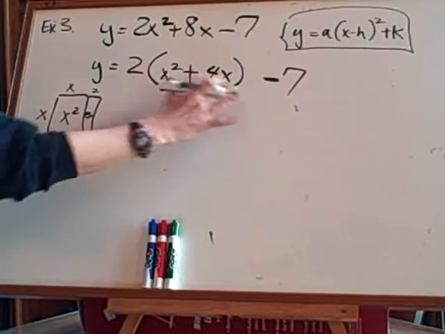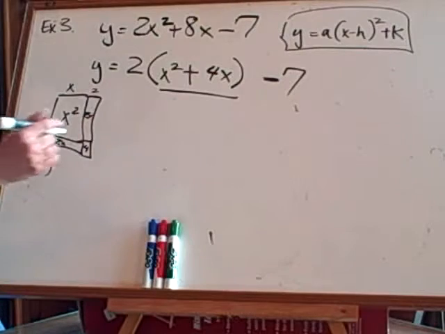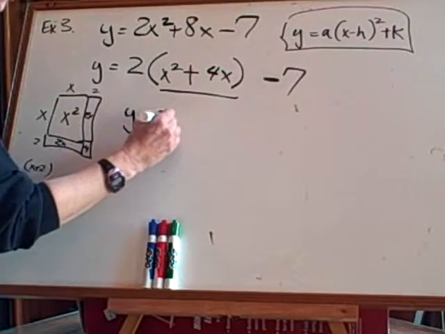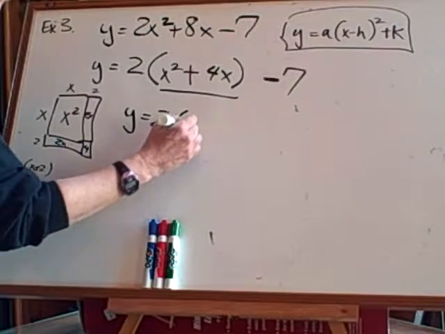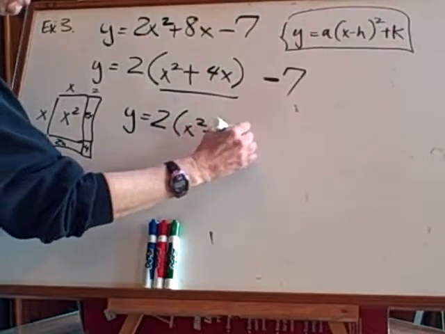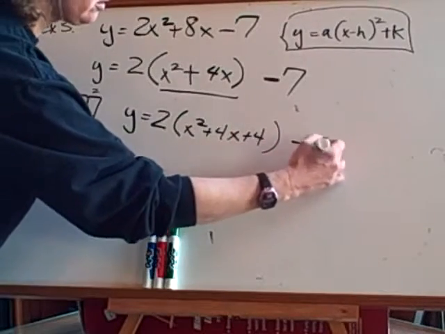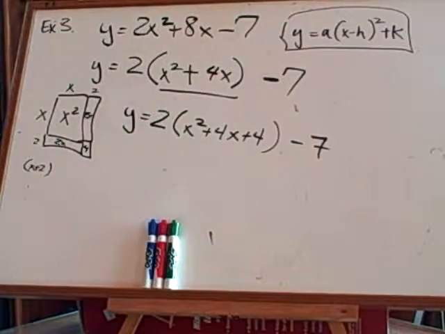So what do I need to do? I need to add 4 inside this, right? And then you need to subtract 4. Exactly. So 2 parenthesis x squared plus 4x plus 4. But I don't need to subtract 4, do I? Let's look at it real careful. This is when you have to be real careful. Did I really just add 4?